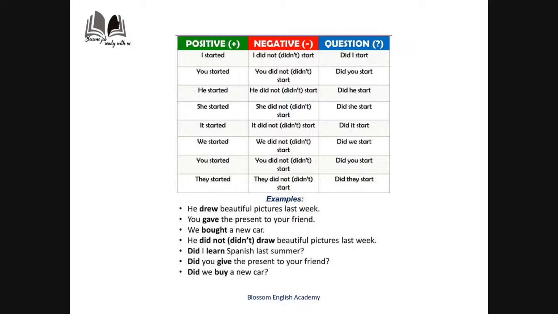And we have got a negative sentence over here. "He did not draw beautiful pictures last week." So first thing we saw, "he drew beautiful pictures last week," which is the past tense. And for past tense negative, you use "did not." And when it is "did not," you don't write "drew," right? You get back to the first form of the verb, which is "draw." "He did not draw beautiful pictures last week."